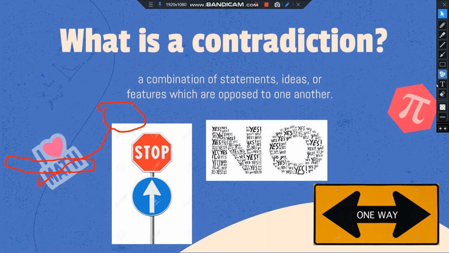So now that we have finished all of these, we will start with proof by contradiction. But before we get into that, we need to know what a contradiction is. A contradiction is the combination of statements, ideas, or features which are opposed to one another. For example, here we have a sign saying no, but when you look close it says yes. So it's contradicting one another because we don't know what it's trying to say. It's the same with these signs: stop and an arrow implying that we should go one way. And then here we have a sign which says one way but shows two directions.